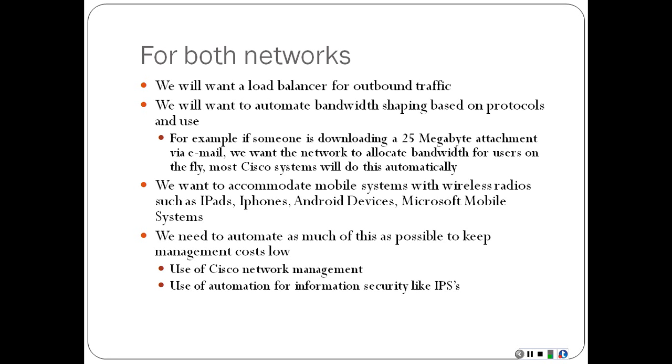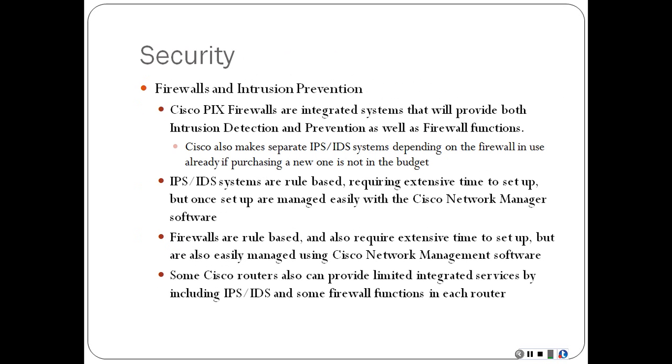So we're going to use Cisco Network Management, and then we're going to use as much automation as possible for information security, like IPSs. Right? Security walls, firewalls, and intrusion prevention. Cisco makes a decent firewall. They still make them. It's intrusion detection and prevention as well. So we can have everything rolled into one box. We just want to make sure that box has enough memory, enough RAM, enough speed, and enough CPU processing power to do this. Cisco actually works on what's called a modular design.